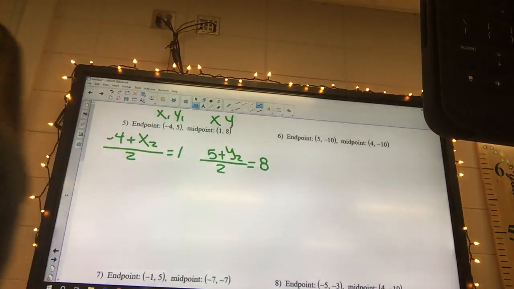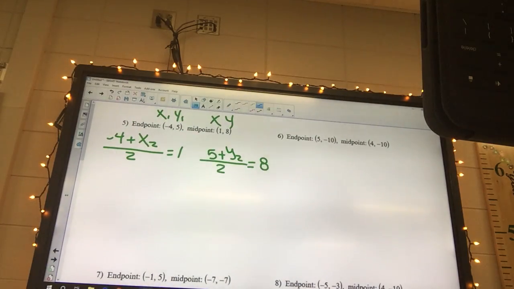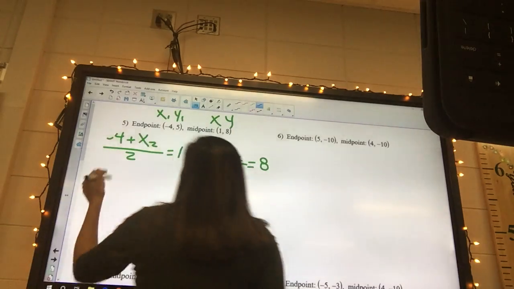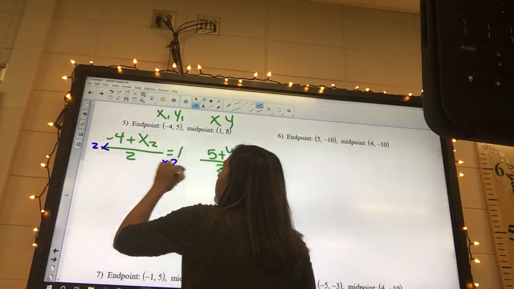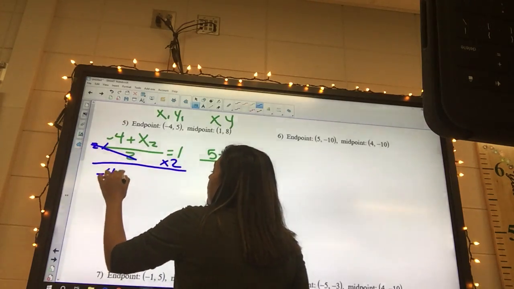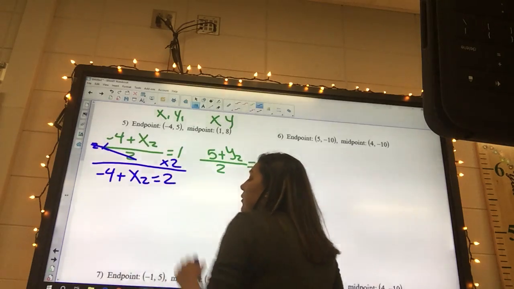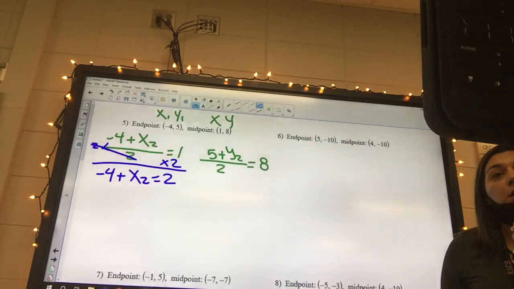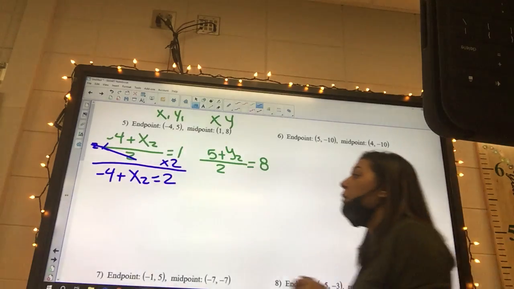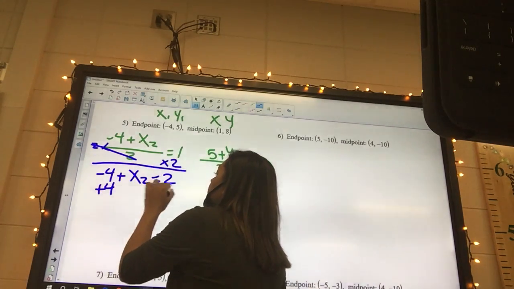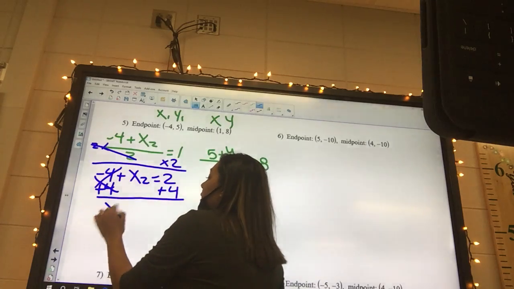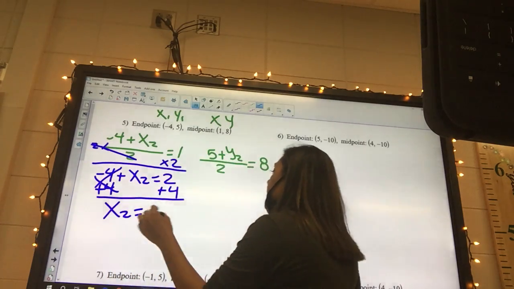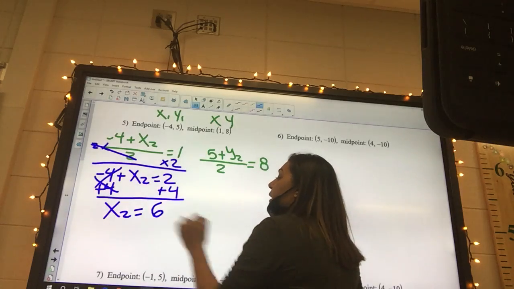Okay, so now we're ready to solve these. We got to move the 2 first. So how do I move a fraction? It's already divided, so we need to multiply by 2 on both sides. So I got -4 plus x sub 2 equals 2. How do I move a -4? Plus, so we're gonna say +4 on both sides. So I'm left with x sub 2, and I got 2 plus 4. So it's gonna be 6.